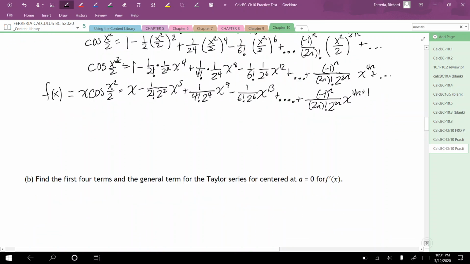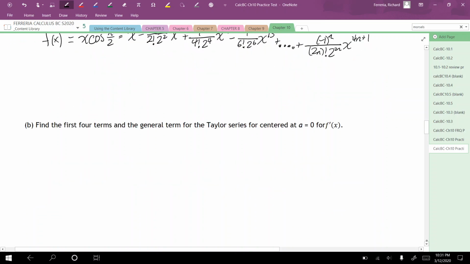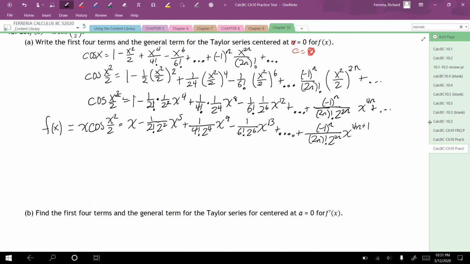All right, let's take a look at question 4. Let's find the first 4 terms and a general term for the Taylor series. If we take the derivative of this, well, that's just the derivative of every term, f prime of x. That's going to be equal to, well, I don't need to take the derivative of the sum, so I just need to take the derivative of all of these guys over here.